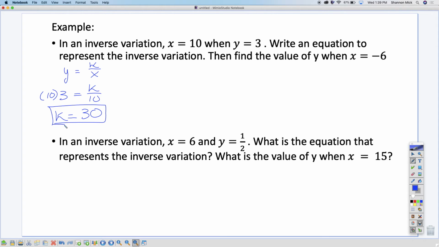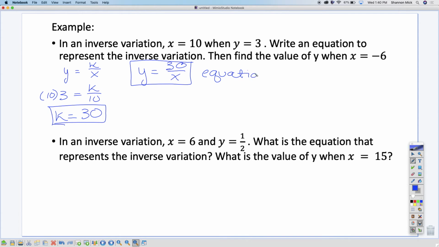Equations have what in them? Y and X. So what do I need to plug in? Only thing I need to plug in is K, 30. So Y equals 30 over X, isn't that an equation? Yeah, because Y is the output, correct? And X is the input, and the input can change, right? So that's the equation. So that's part of my answer.